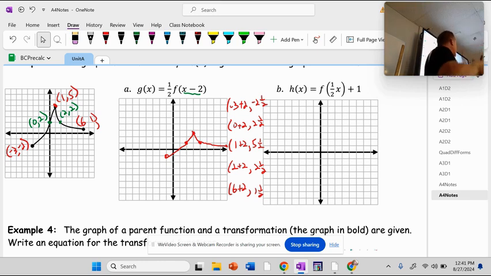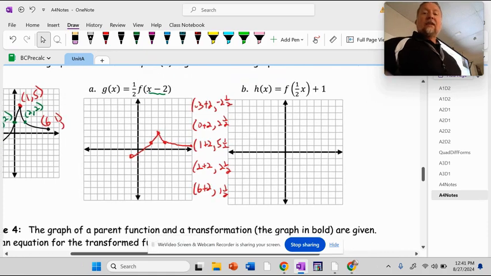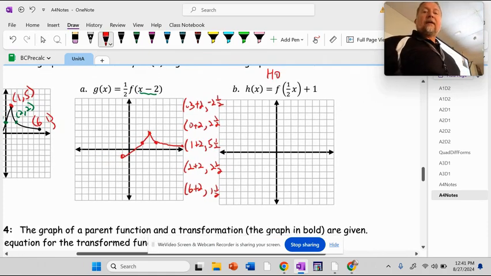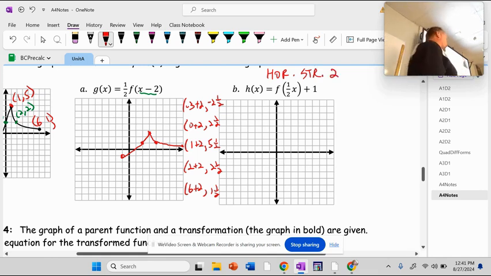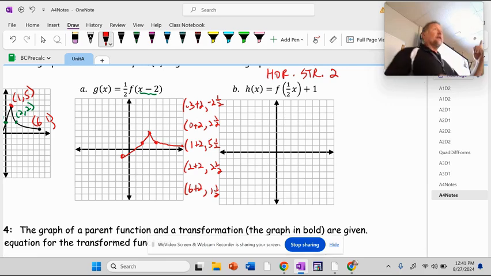X's. What am I going to do to those x's if it's 1/2 there? I'm doing what to them actually? So it's actually a horizontal stretch by 2. That means I'm multiplying the x's by 2. And then what does the +1 do? Moves up 1, right? Isn't that up 1? So that's the y's. So here we go again.